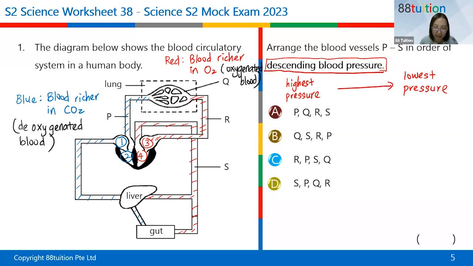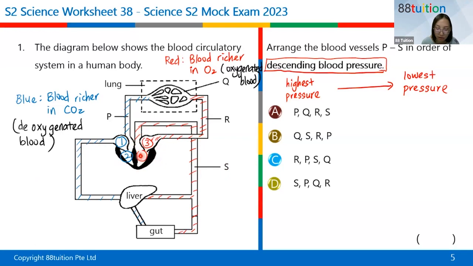Now which one is the highest? Which blood pressure is the highest? It has to go from the one that is pumped out from number 4. After passing through number 4, which is the left ventricle, the left bottom part, the left bottom part has the thickest wall. So after passing number 4, it has the highest pressure. That means S has the highest pressure.